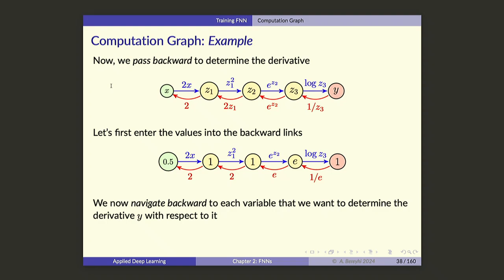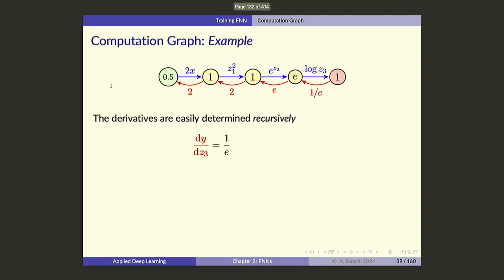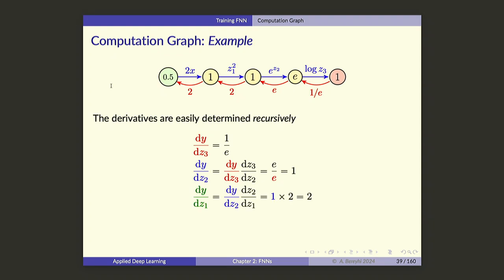Clear? So, for example, if I want to know the derivative of y with respect to z3, the last one, I am going to multiply this one, just 1 over e, right? The derivative of y with respect to z2 is going to be 1 over e times the next one, which is now 1. The derivative of y with respect to z1 is this number 2 times the previous one, which was 1, so it is going to be 2. And the last one is going to be 4. Clear?